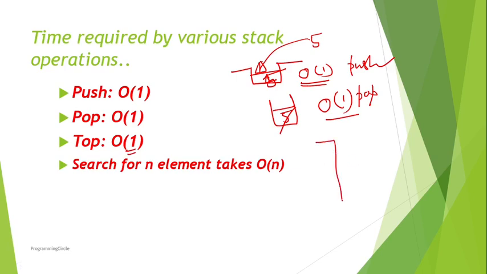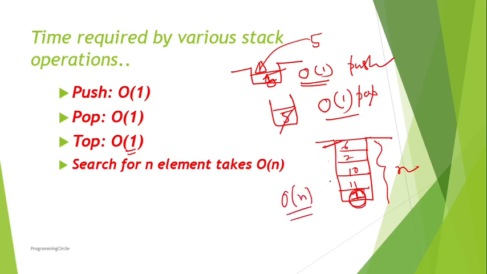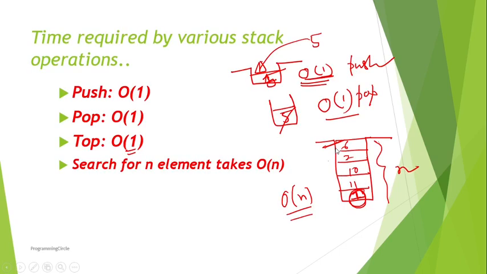Another thing is when you search for an element. Let's say the length of the stack is n, and the element you are searching for is 1 at the bottom. The stack has 6, 7, 10, 11, and then 1, and I am searching for 1. First it will see 6, then 7, then 10, then 11, every time deleting the elements. So if the size is n, searching for this 1 will take n time, remember that. For one operation it is O(1), for n operations it is O(n).